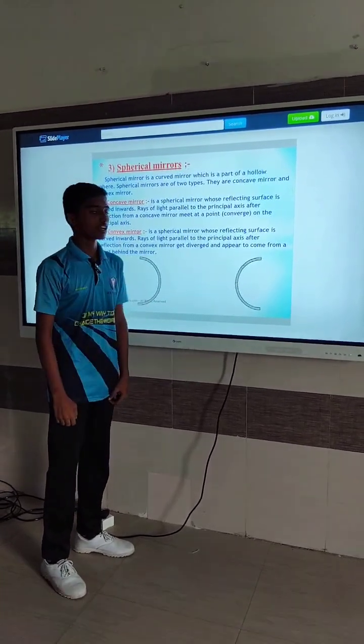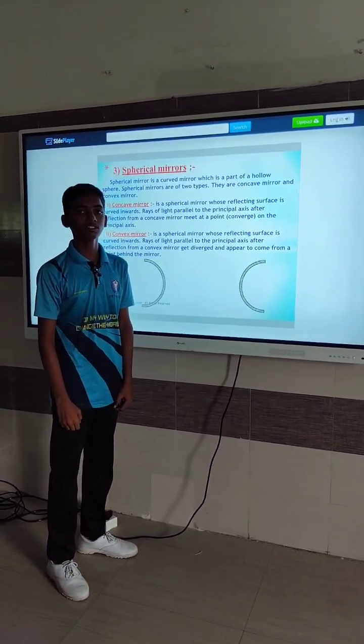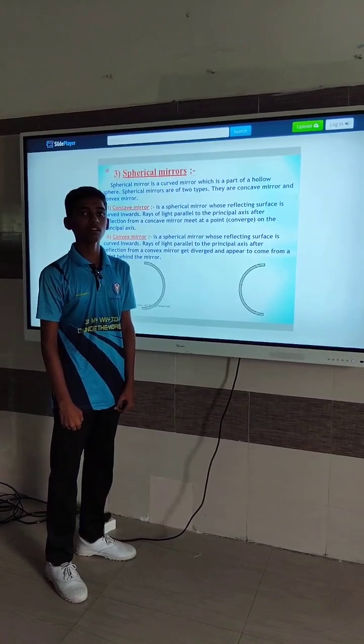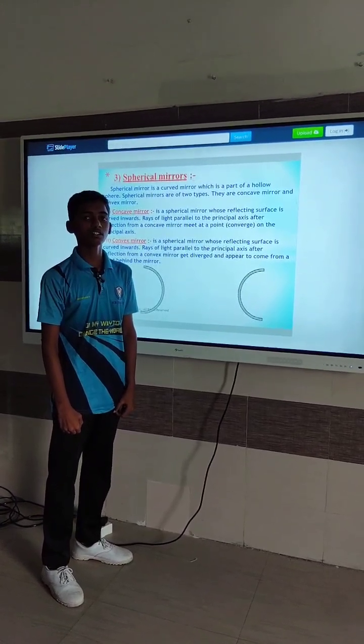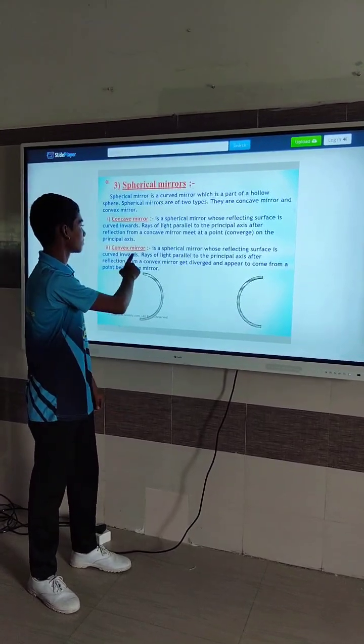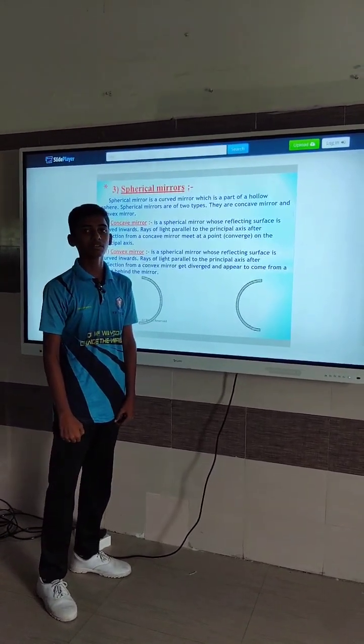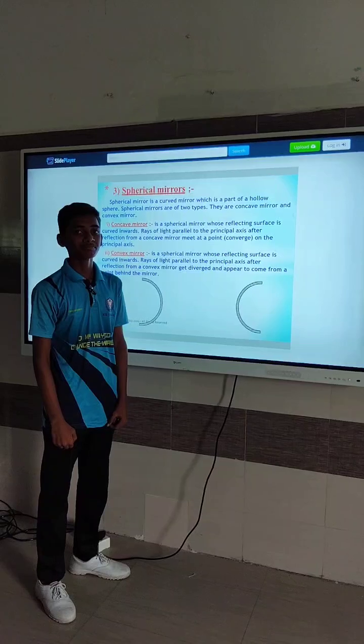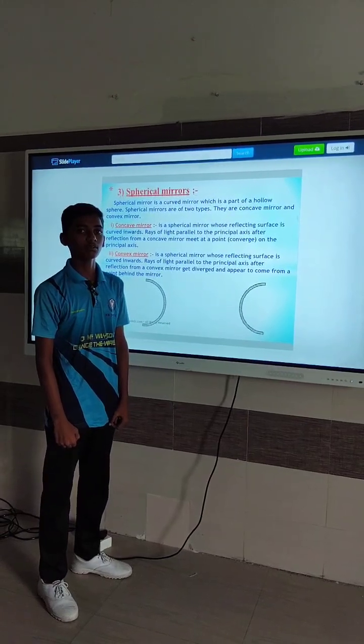Concave mirror is a spherical mirror which is curved inwards like a ball. It is also called as a converging mirror. Second one, convex mirror. Convex mirror is a spherical mirror which is bulged outwards and is also called as a diverging mirror.